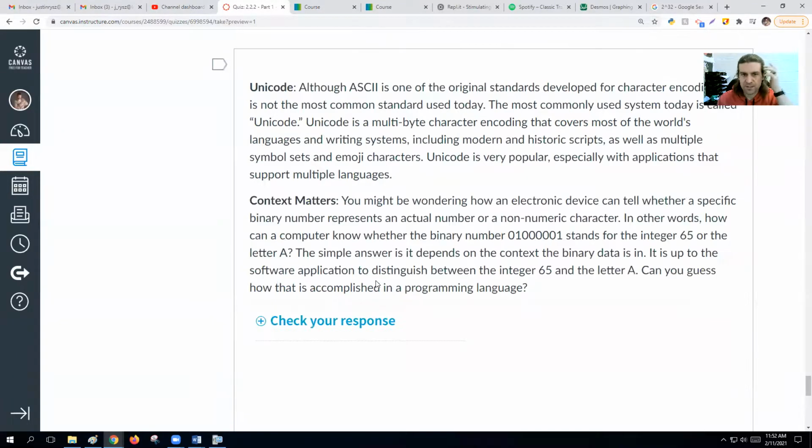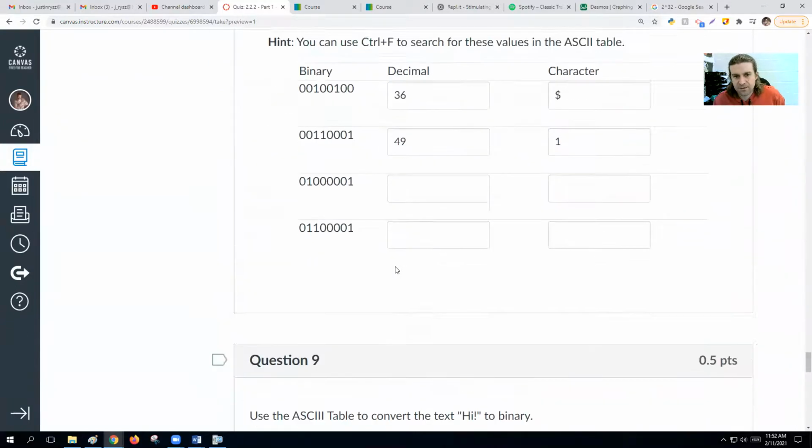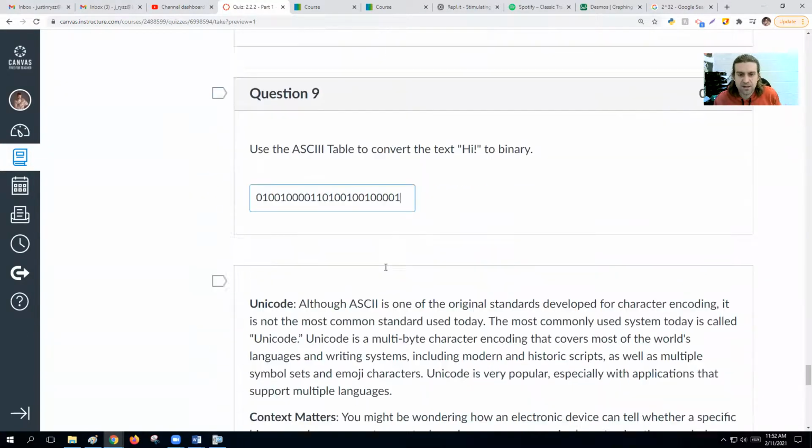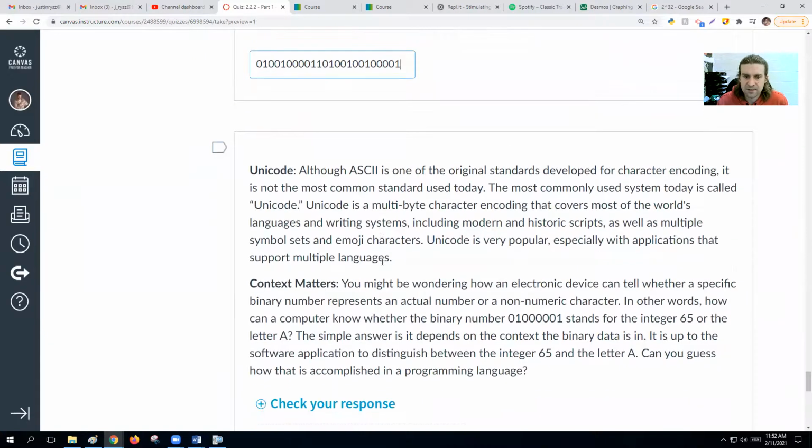So this pretty much wraps up the lesson here. You guys can complete the table. I'll make it so you do a little bit on your own. Although ASCII is one of the original standards developed for character coding, it's not the most common standard used today. Most commonly used is a standard called Unicode.